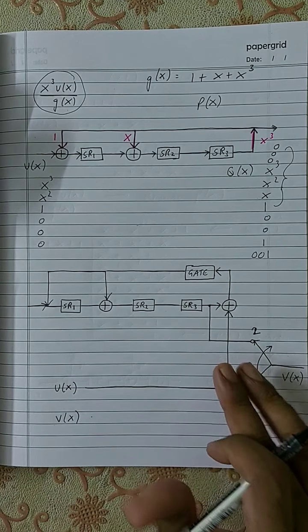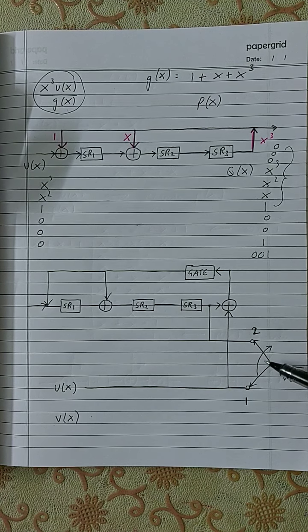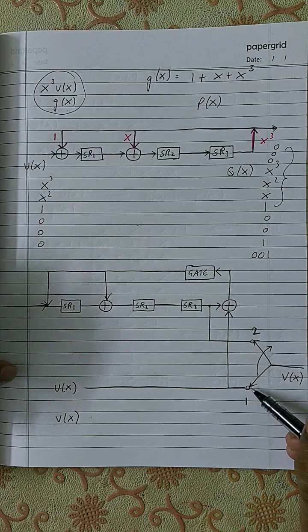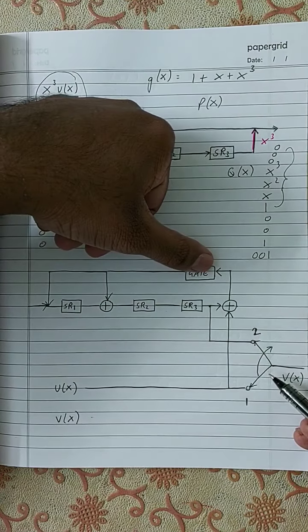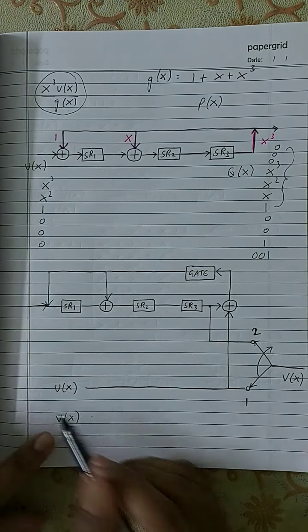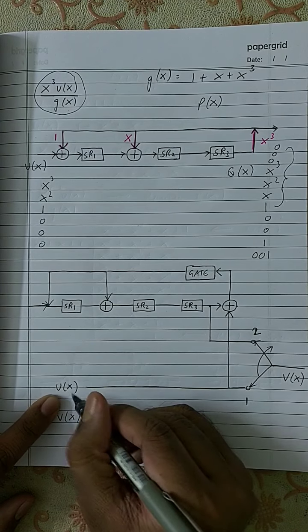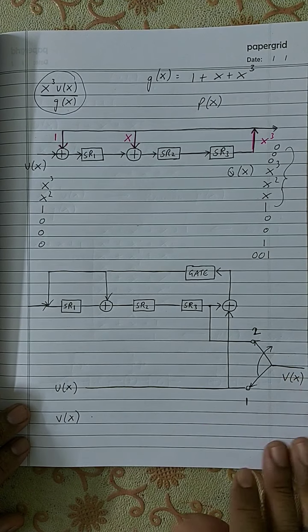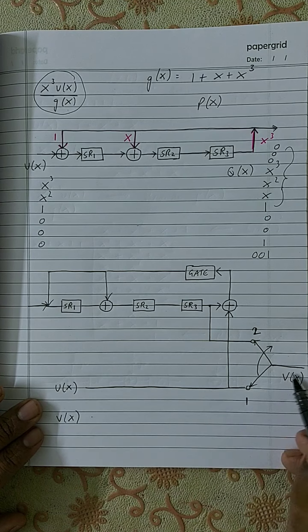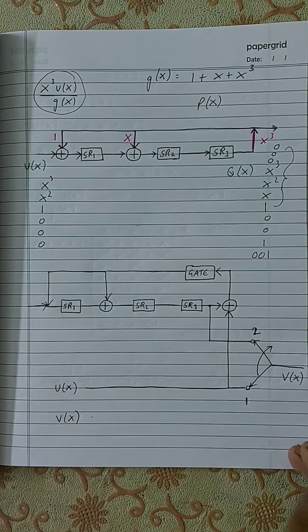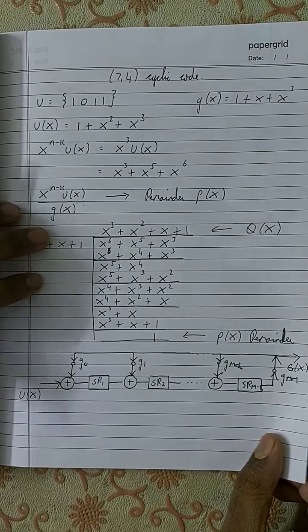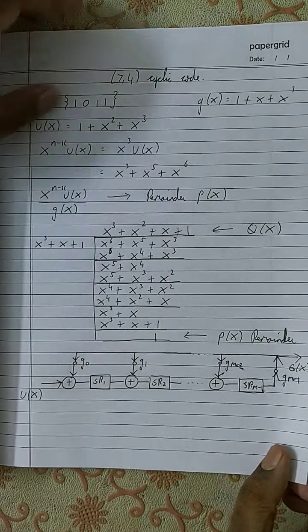At the start of this procedure, the switch is at position 1. When the switch is at position 1, the gate is turned on. At that time, I will transmit my U of X. When U of X is being transmitted, it will go right to the output. So you will get the same value of your U of X over here.